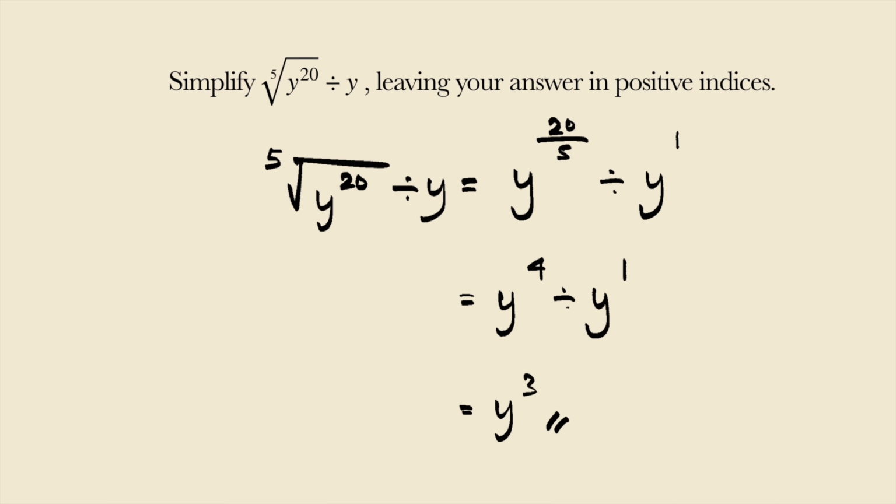Let's write this whole thing as 20 divided by 5. The power will be 20 divided by 5. Next, base y with the division. So I know I'm going to take 20 divided by 5, which is 4, minus 1. Power 4 minus power 1. So that's power 3 as the final answer.